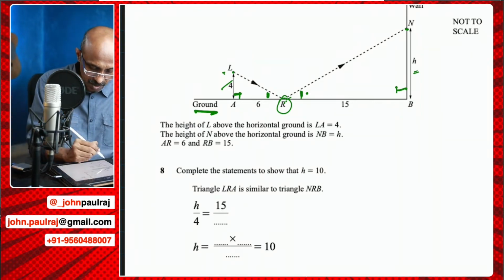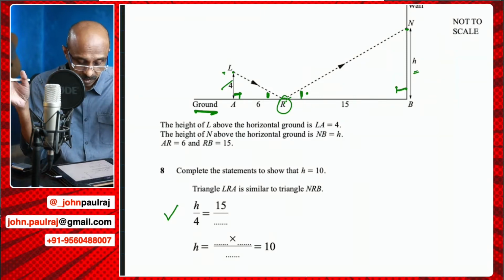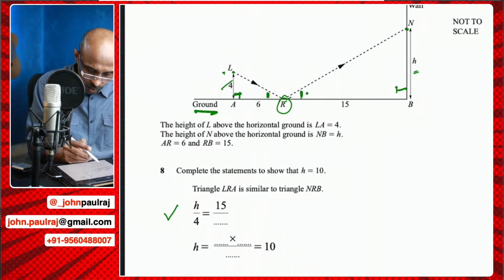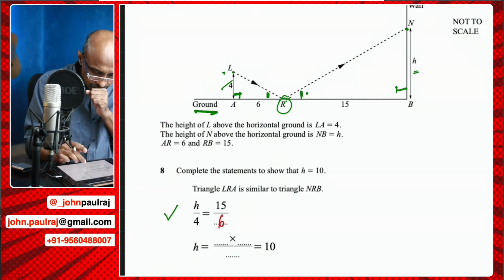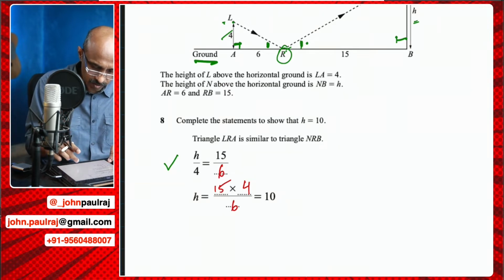The corresponding sides of those similar triangles are going to be in the same ratio, proportional. So H, the height here, over 4 from this particular triangle should be equal to 15, the base of this triangle, over 6. Corresponding sides, right? So then you can write H as 15 times 4 over 6, and that is equal to 10. That's all that needs to be shown here.